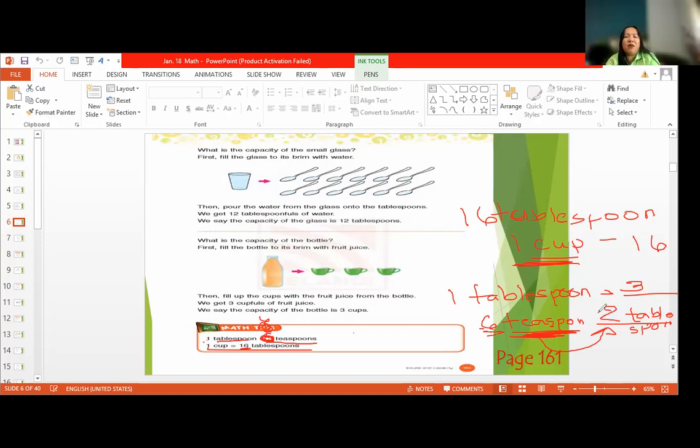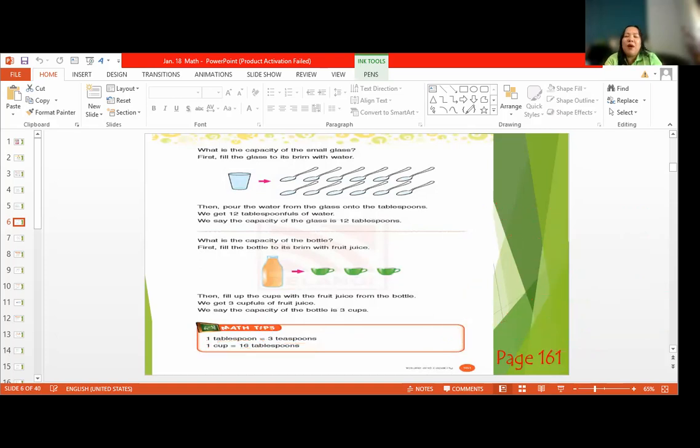Why 2 tablespoons? I said 6, right? You need to divide by 3. 6 divided by 3, that is 2. 2 times 3, that is 6. You just need to do that; again, you are confusing.